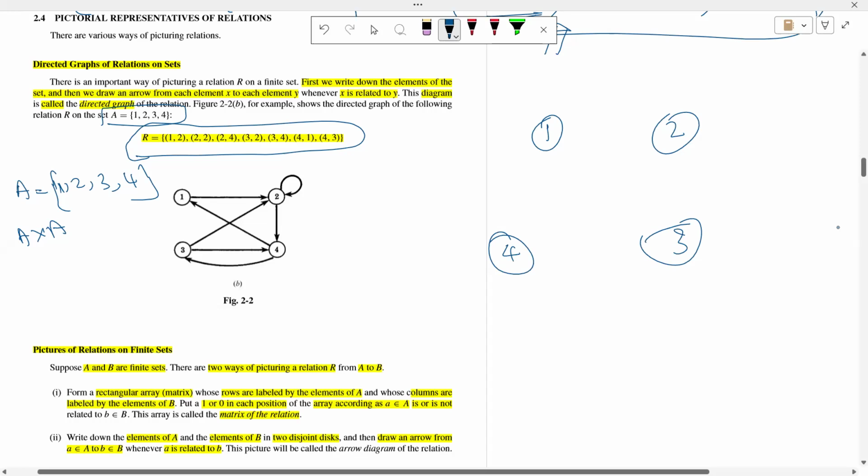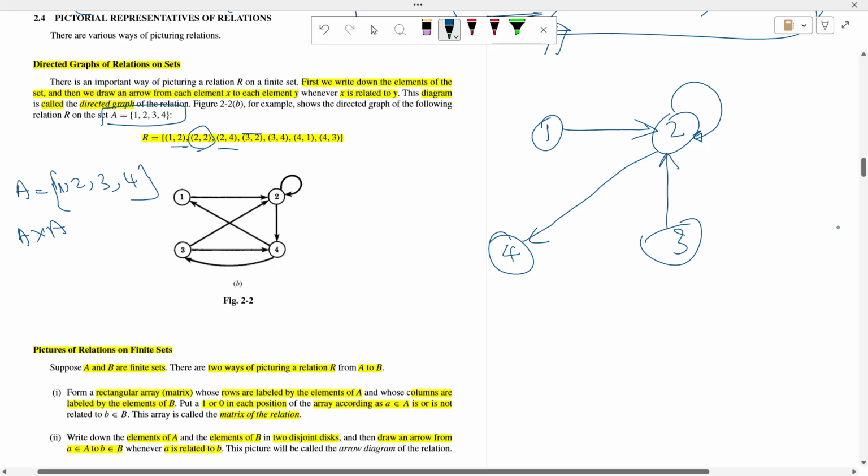Now in the relation, first I check the first ordered pair. 1 comma 2 is my first ordered pair, so from the first element to the second element I draw an arrow. Second, 2 comma 2. 2 comma 2 means it has a relation with itself, so I draw a loop on itself. Then 2 comma 4, this way. Then the next one, 3 comma 2, so it will go from 3 to 2. Then 3 comma 4, this way.